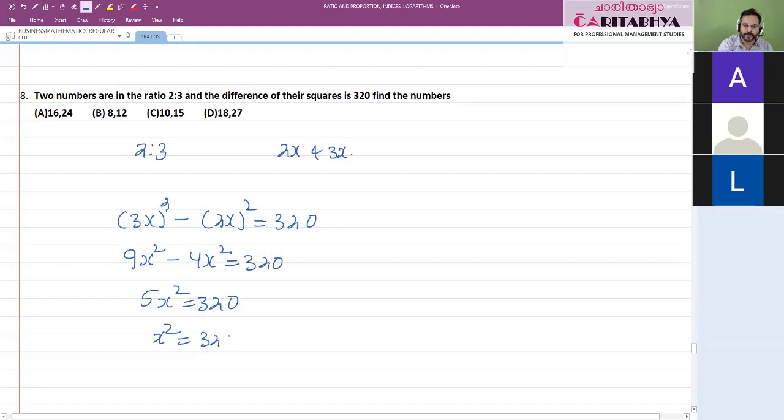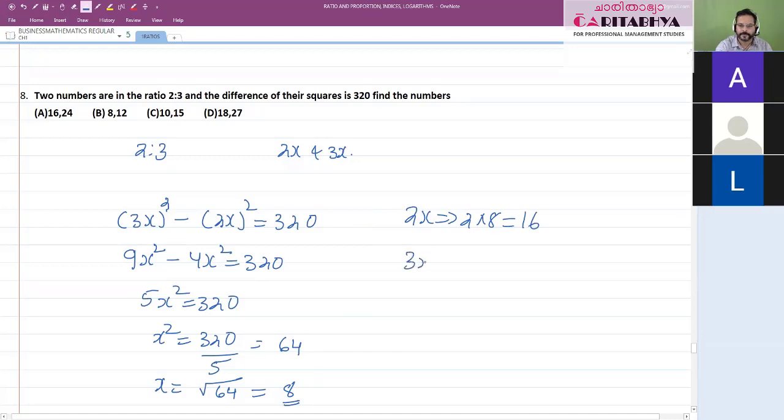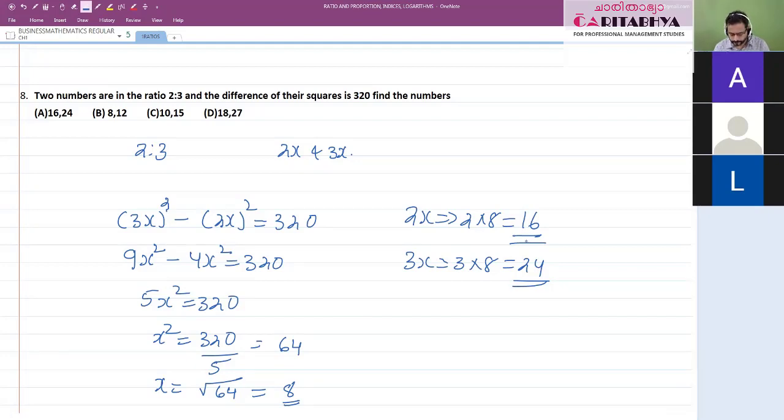x square equal to 320 divided by 5, which is 64. So x is equal to root of 64, a positive value, 8. x is equal to 8. So the numbers are 2x, 2 into 8, 16, then 3x, 3 into 8, 24. Did you get the answer? Yes, sir. Then next question.